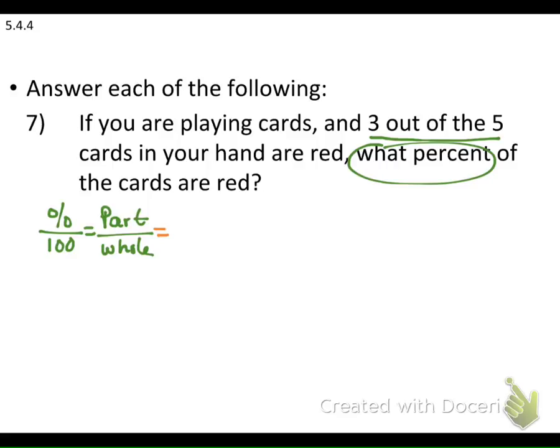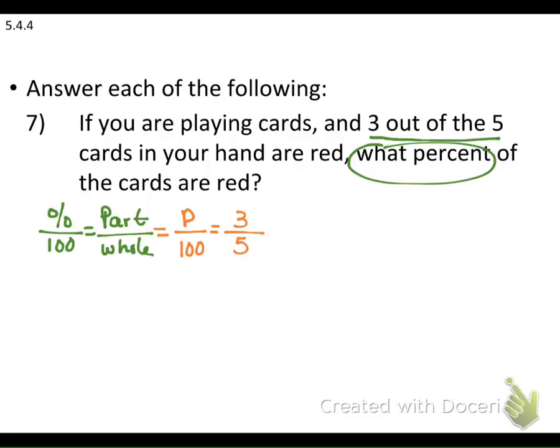So if I'm trying to find the percent, do I know what the percent is? No. So I'm going to put P, and percent always goes over what number? 100. Always goes over 100. Good. Then I have 2 numbers, 3 out of 5 cards. So if I have 5 cards in my hand, that's going to be my whole number or my part number? Whole number. So that would go on top or bottom? Okay. So then 3 is going to be my part number. So I want to know if I have 3 out of the 5 cards, what percent of those cards are red.